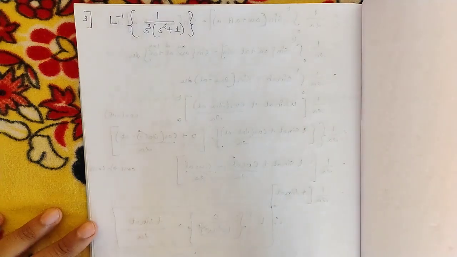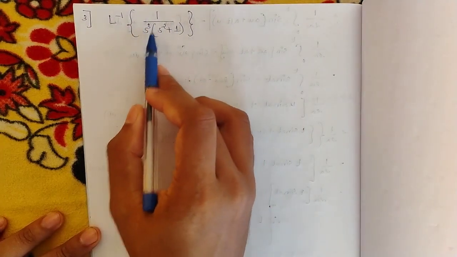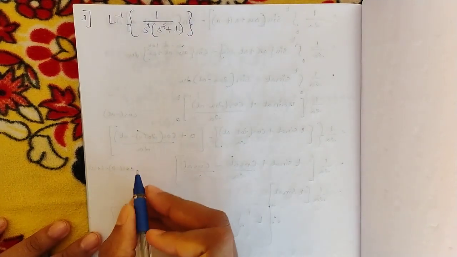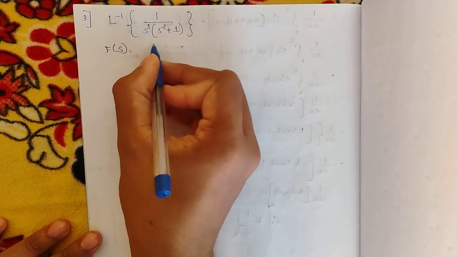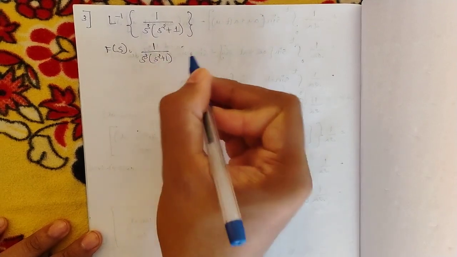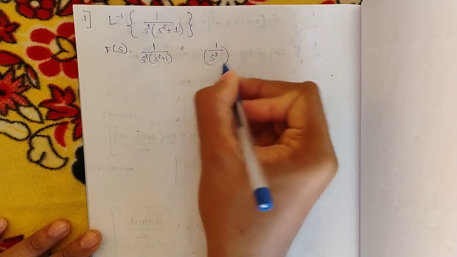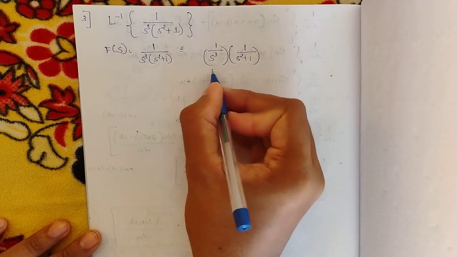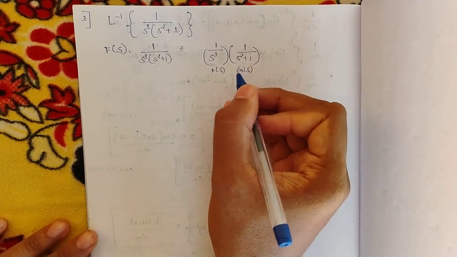The next question is L inverse of 1 divided by s cube into s square plus 1. You should find it using the convolution theorem. So here F of s is equal to 1 divided by s cube into s square plus 1. This you could split and write as 1 by s cube into 1 by s square plus 1, where this is F of s and this is G of s.